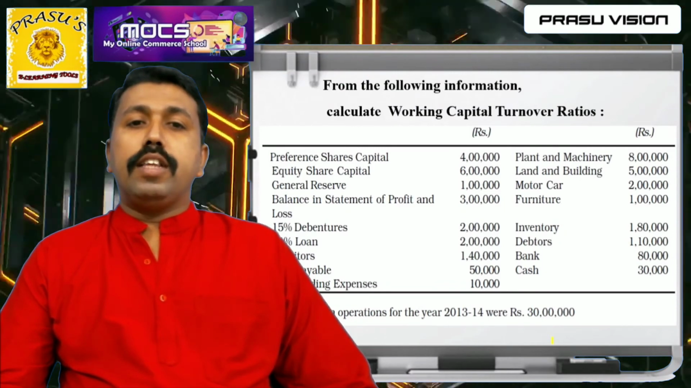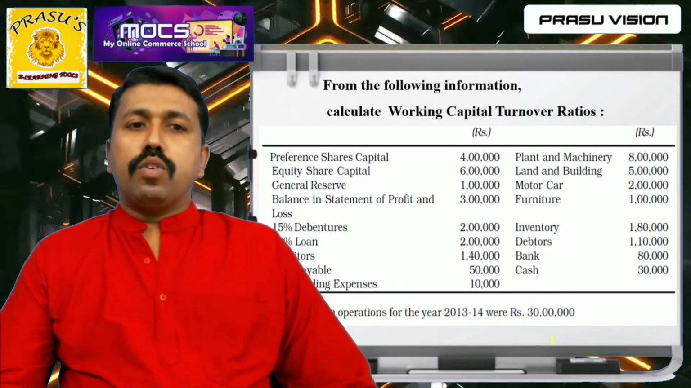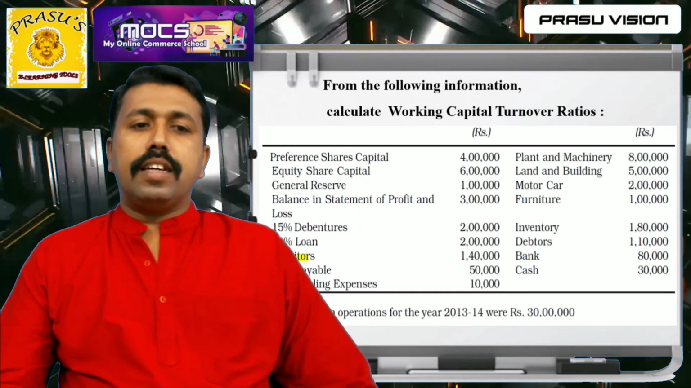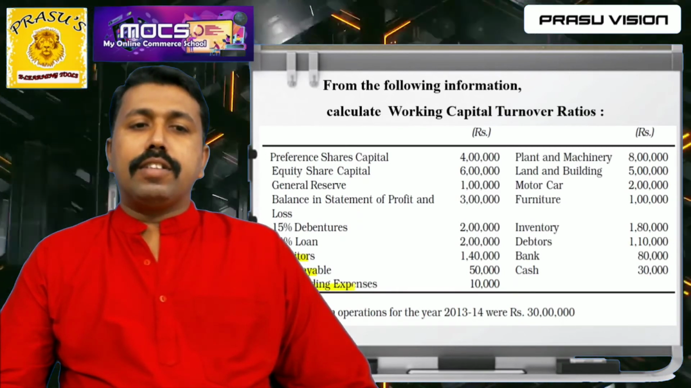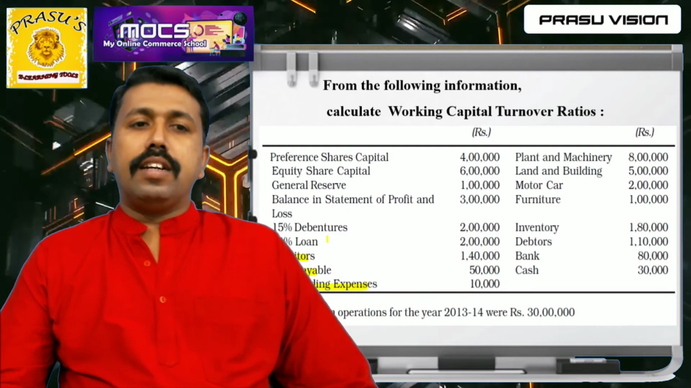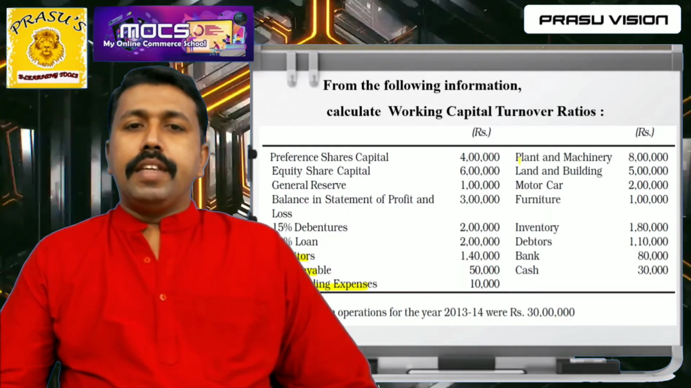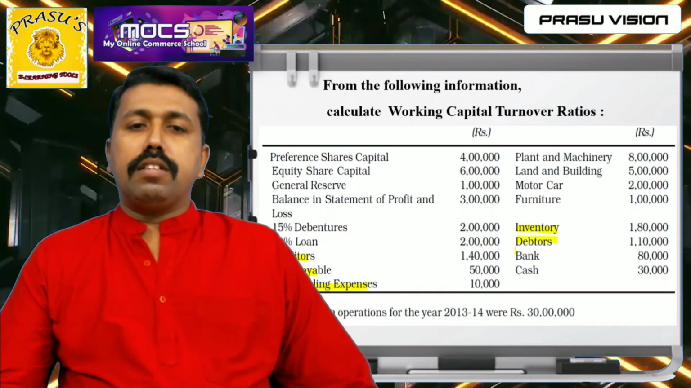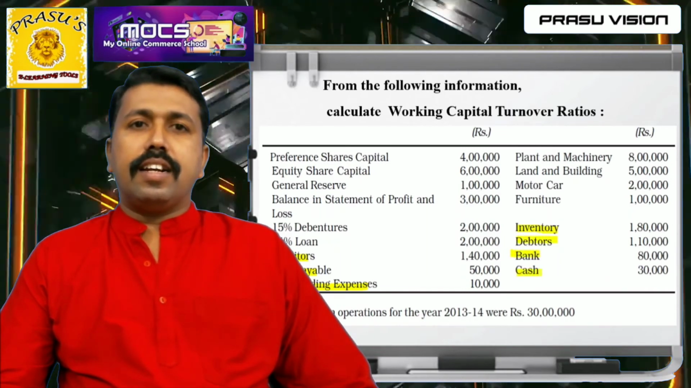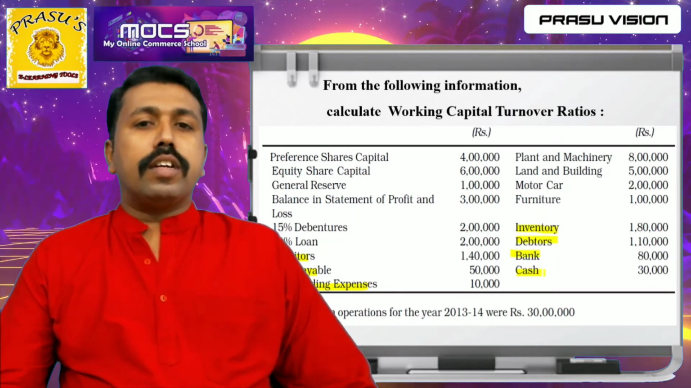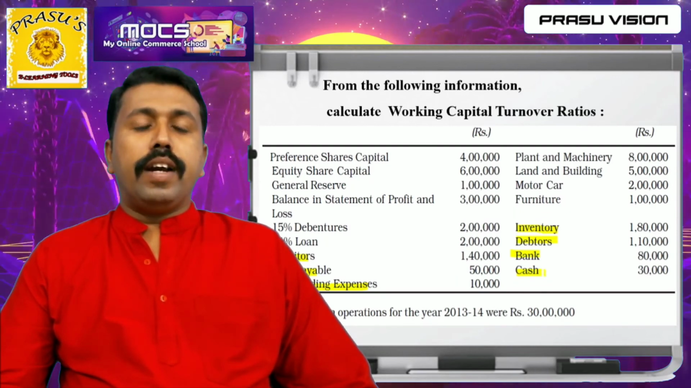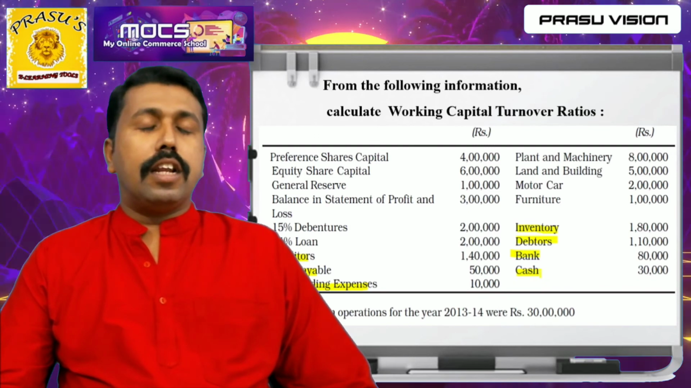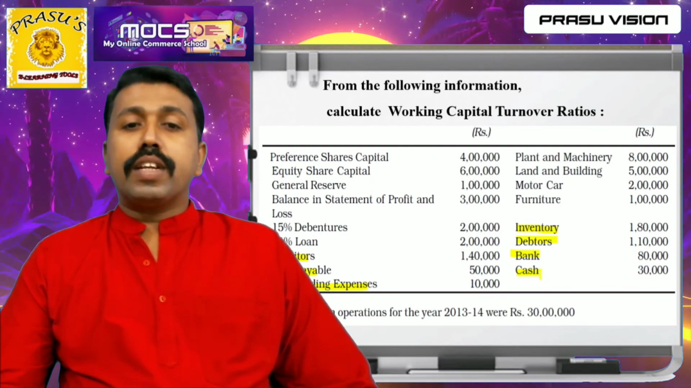We have to calculate the value of working capital. So we have to find out the items: creditors, bills payable and outstanding expenses are current liability, and inventory, debtors, bank and cash are current asset. Find the total of these two, and after that find the difference between current asset and current liability, which will be the amount of working capital.